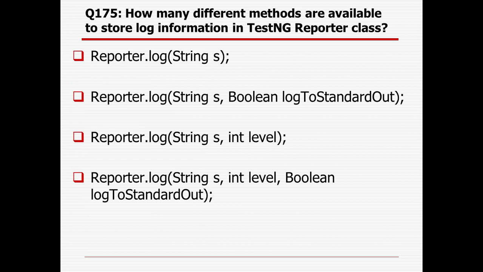How many different methods are available to store log information in the TestNG Reporter class? There are four methods available. One is Reporter.log(String), where the string is only displayed. Then Reporter.log(String, boolean) to log to standard out, and Reporter.log(String, int level). And another one is Reporter.log where string, integer level, and boolean log to standard out are all provided.